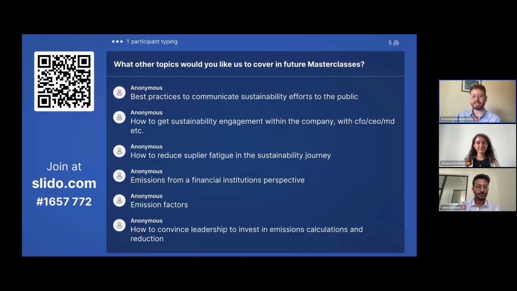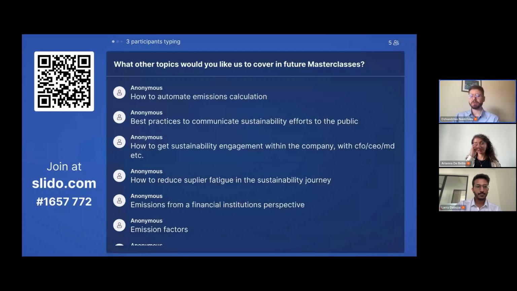Best practice to communicate sustainability efforts to the public. That is another great shout. We are working with some behavioral scientists, so we'll think about how we can take some of the lessons learned. Particularly, there were lots of great experiments, sadly, during COVID times, of behavioral science and how you communicate really difficult scientific topics with the public. So we'll think if we can find some inspiration for future sessions.